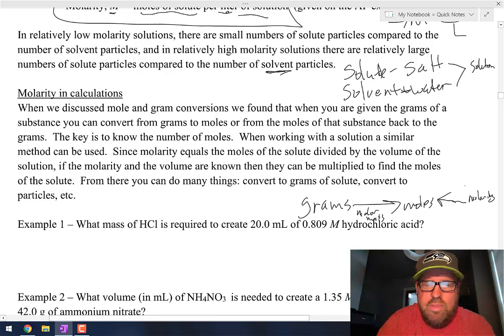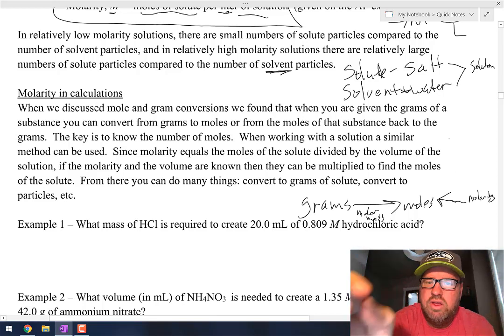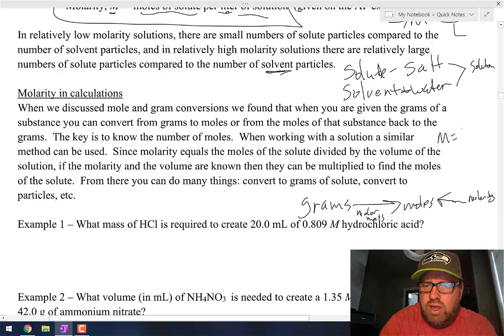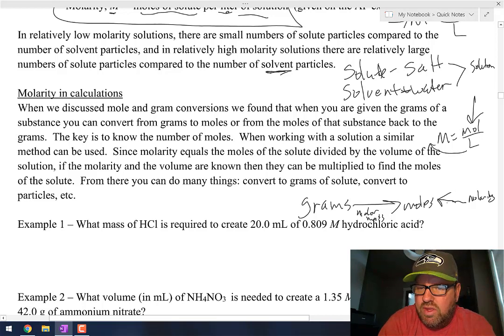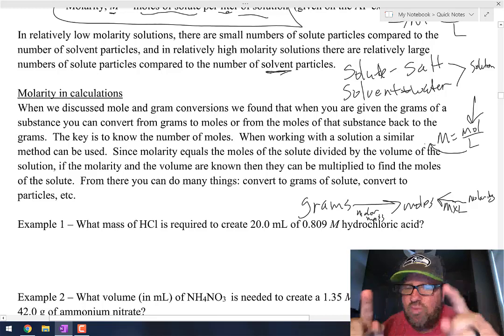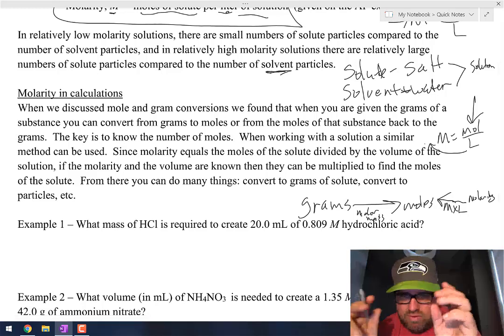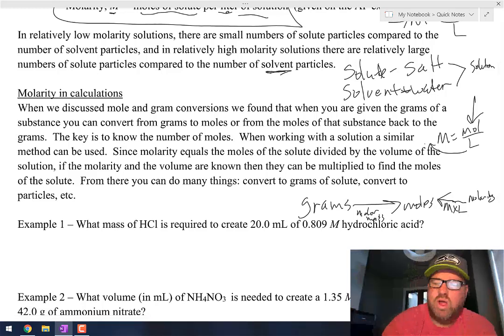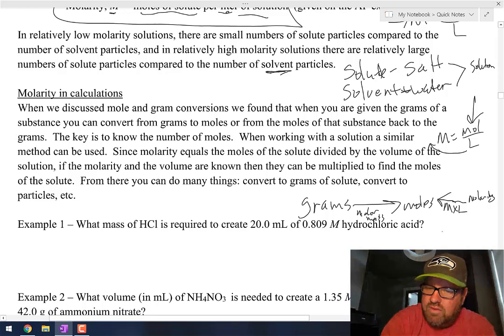How do you do that? Well, let's think about it. Molarity equals moles over liters. How do you solve for moles? How do you get moles by itself? You multiply both sides by liters. So molarity times liters equals moles. So now we don't just have one way to get from grams to moles. We also can use molarity. And if you think about it, there are actually three ways we can do it.